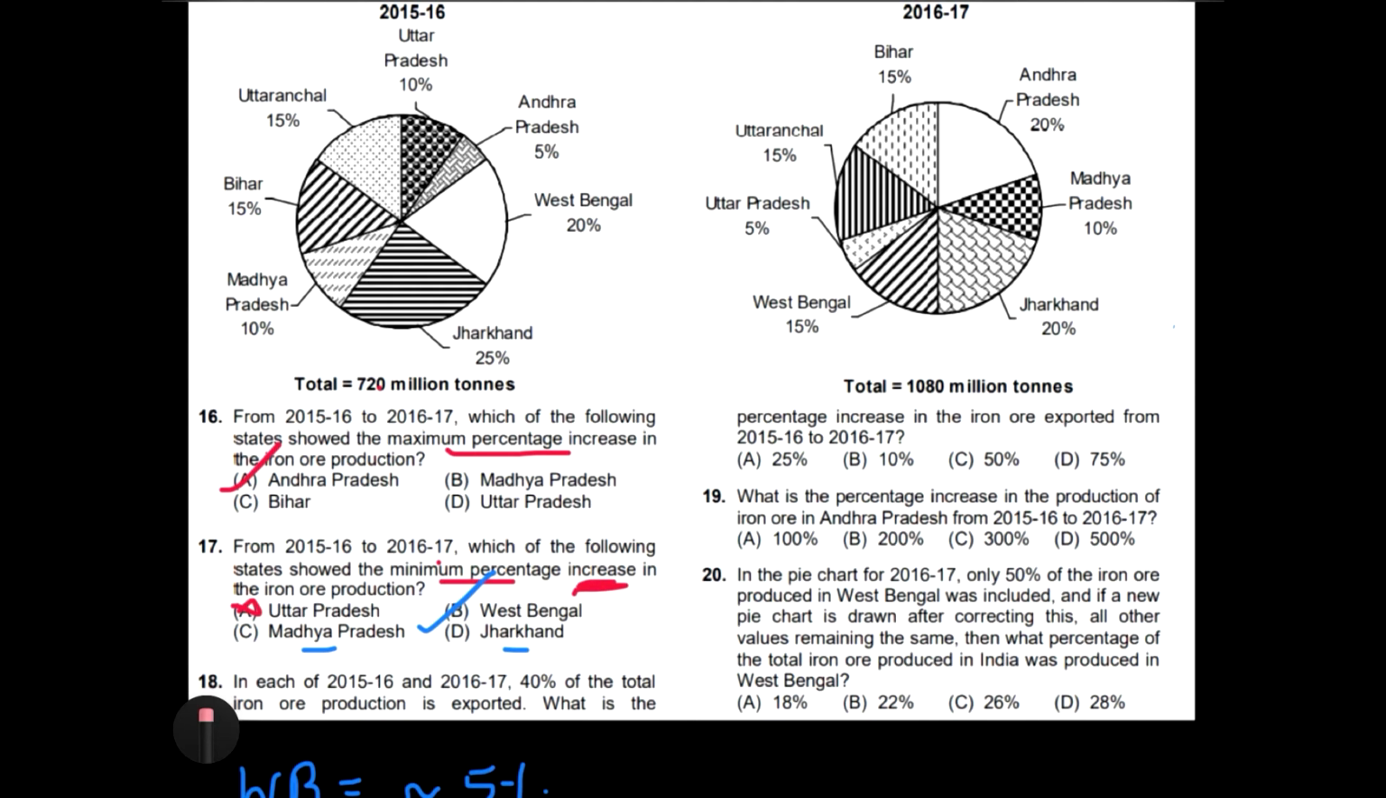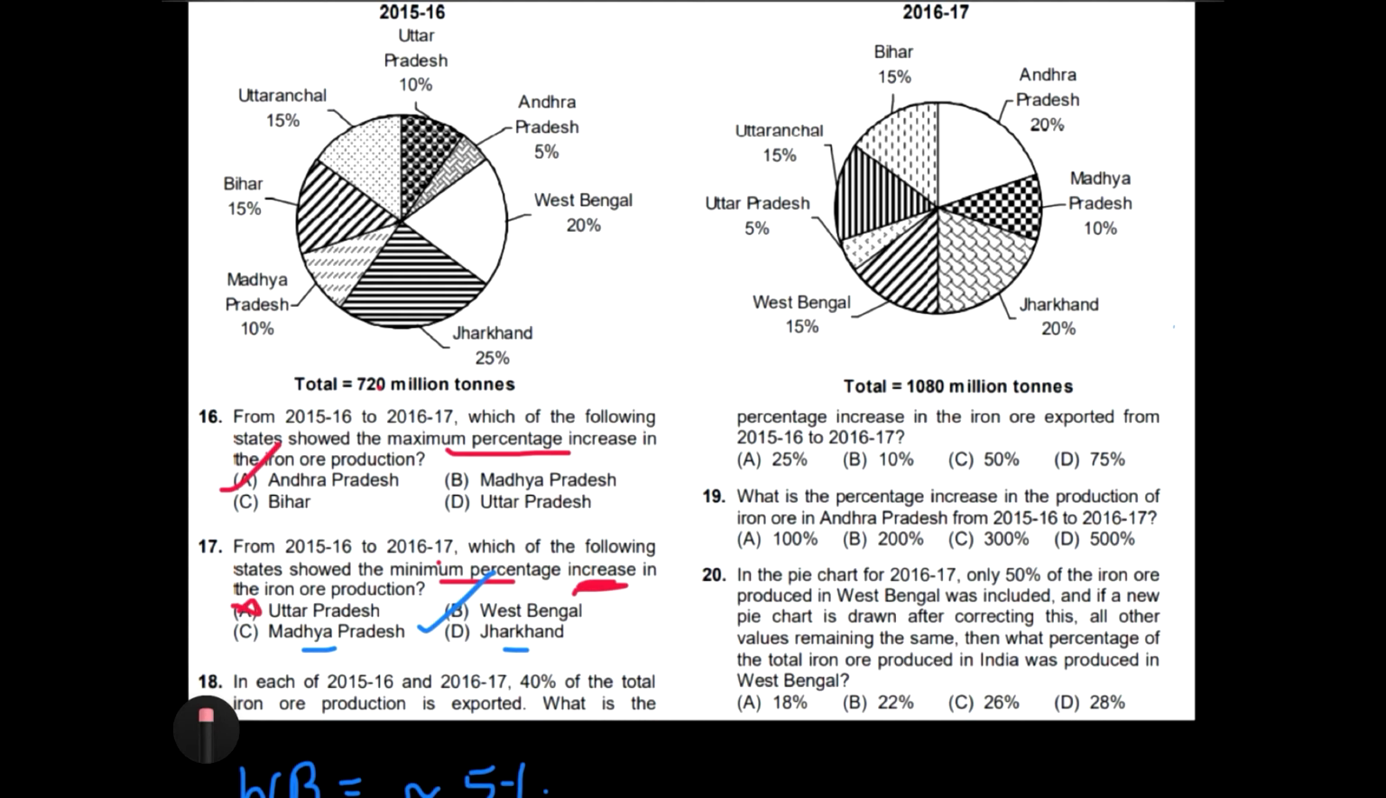Cool, we have done two questions. Now moving to the next two questions. In the next two questions, we can see that the question is in each year 15 to 16 and 16 to 17, 40% of the total iron ore production is exported. So what is the percentage increase in the iron ore exported from 15-16 and 16-17?